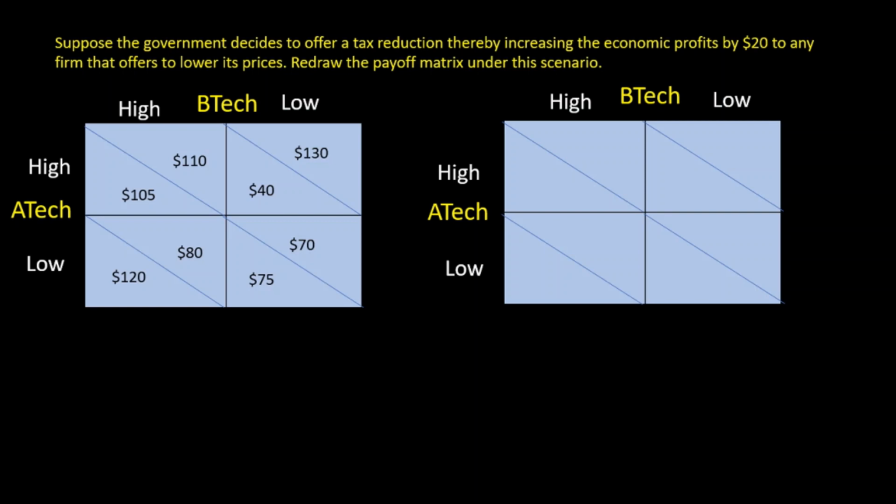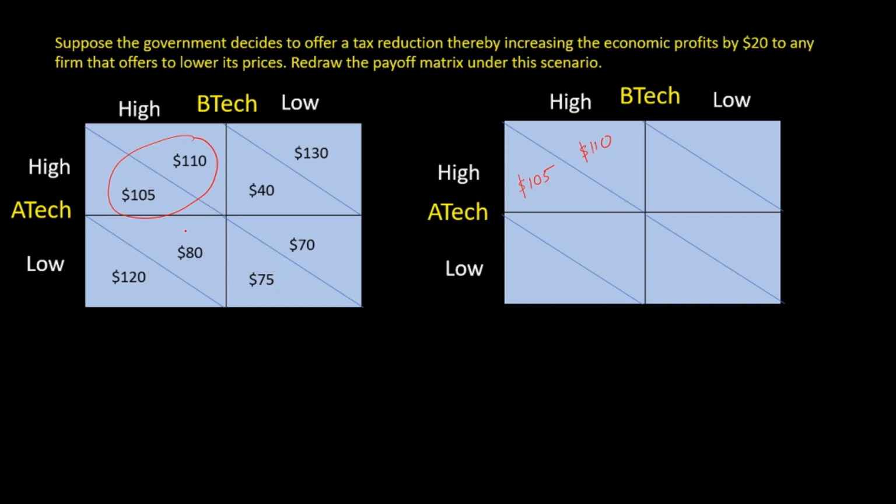So now let's take the case when both the firms offer their products at a higher price. So when the firm offers the product at a higher price, then the firm will not be able to enjoy the benefits of tax reduction. So the payoffs would remain as it is. So if I take this part of the matrix, the payoffs will not change because both A Tech and B Tech offer their products at a higher price. So let me write the payoffs as it is. So this would remain at $105 and this would remain at $110.